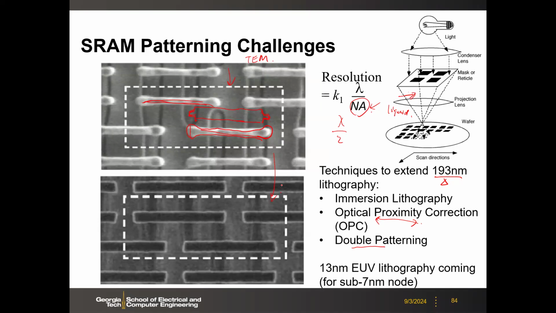Of course, for today's sub 7 nanometer node, the industry switched from this 193 nanometer to EUV, which is made by ASML. EUV is extreme UV, and it has a wavelength of around 13 nanometers. So that's why it's useful to make very small patterns.